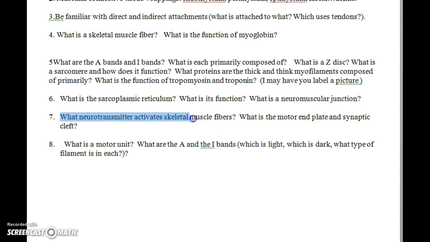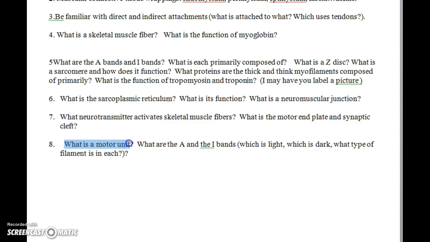What neurotransmitter activates skeletal muscle fibers? And here's what it says verbatim on the test. It says, give me the full name for the full credit. So remember there's a 3-letter abbreviation, ACh. And if you tell me that, I'll give you some partial credit. I'll give you half if you tell me those 3 letters. But if you want full credit, all the points, tell me what ACh stands for, its full name. Motor end plate and synaptic cleft, be able to define those things.